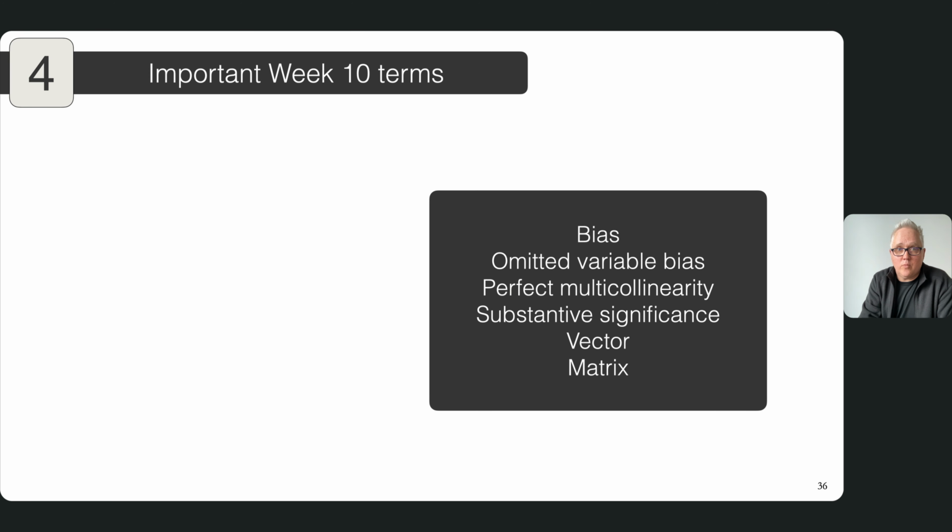Here are the important terms for this week: bias, omitted variable bias, perfect multicollinearity, substantive significance, a vector, and then a matrix is just an Excel spreadsheet, right? It's a bunch of different variables and different rows all together.